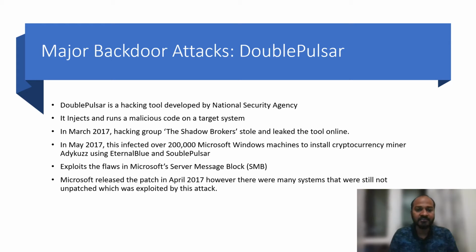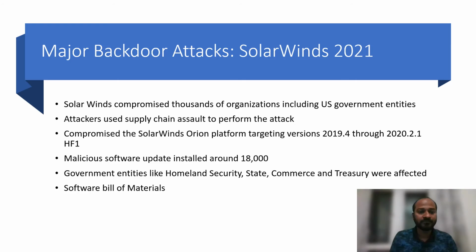DoublePulsar is a hacking tool developed by the National Security Agency in the US. However, in March 2017, a hacking group called the Shadow Brokers leaked the tool online. DoublePulsar injects and runs malicious code on the target system. This infected over 2 lakh Microsoft Windows machines. A security patch was released, but machines which were not patched with these releases were still exploited by this attack.